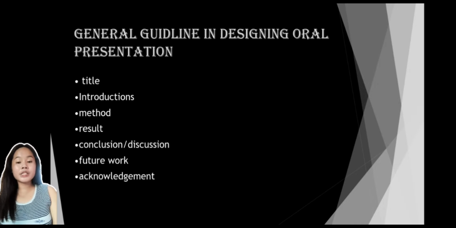Number 4, results. Use graphs, charts, or tables, and provide an extra slide or transparency with a summary of the result, and also explain the results. Number 5 is conclusion or discussion. Clear explanation of a result, clinical implication. So number 6 is future work. Provide information on where the project is headed. And number 7 is acknowledgement.